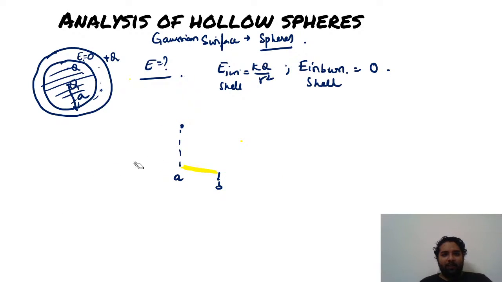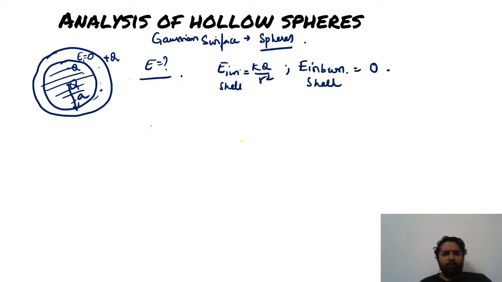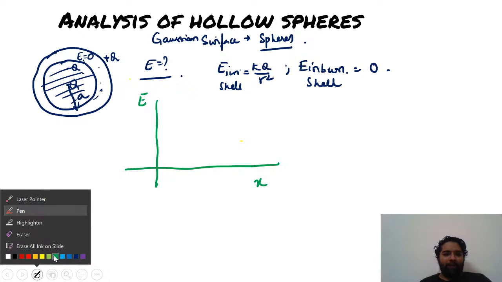So I'll draw a much better diagram with much better looking graphics so that you can understand everything clearly. All right. So let me take a graph. E versus X graph. Just one moment. Yes, perfect. E versus X graph. Okay. So how will it look?